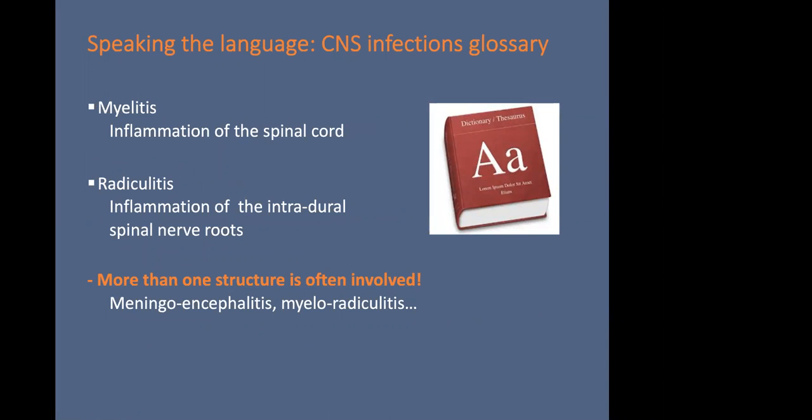Myelitis is inflammation of the spinal cord, and radiculitis is inflammation of the intradural spinal nerve roots. Sometimes we combine these terminologies, when inflammation is present in more than one compartment, like meningoencephalitis, myeloradiculitis, etc.